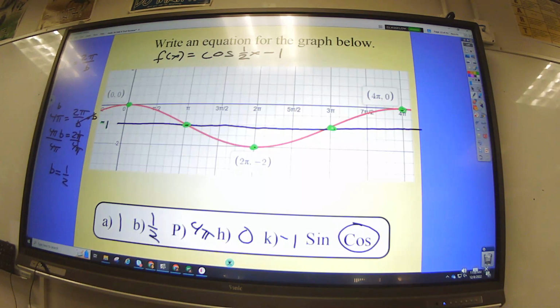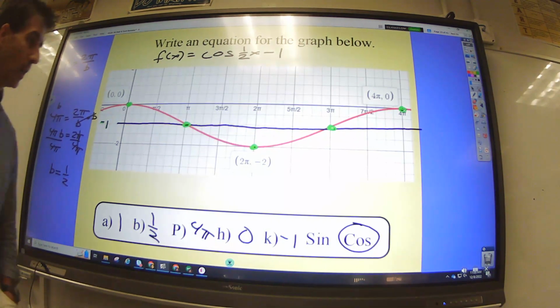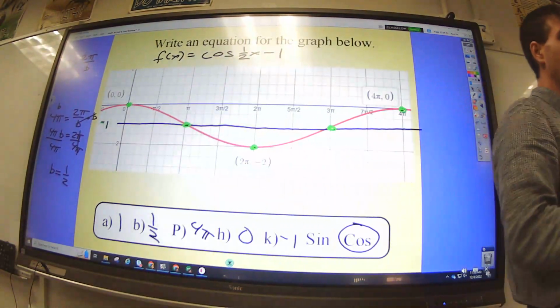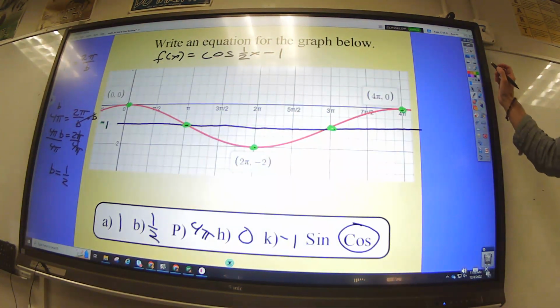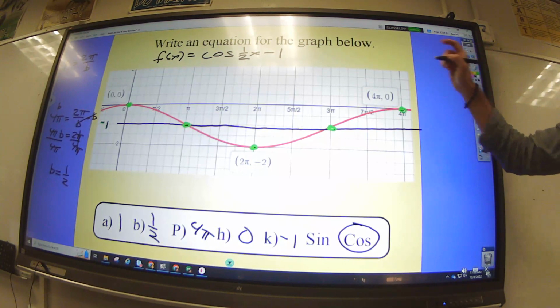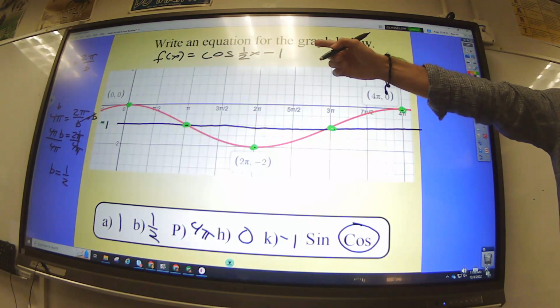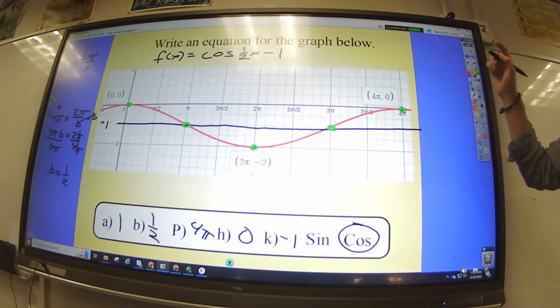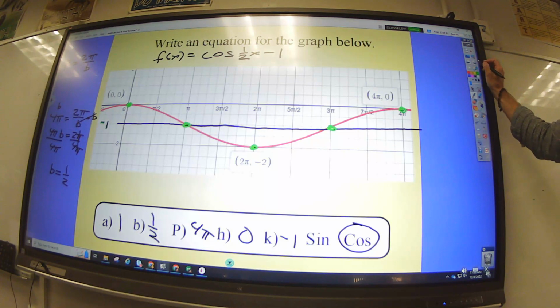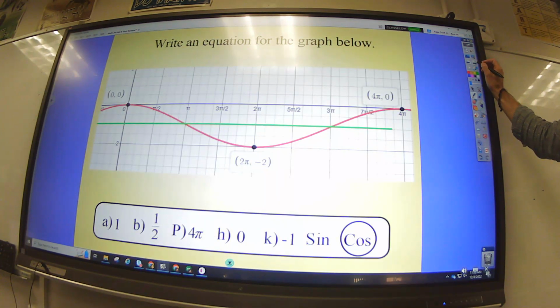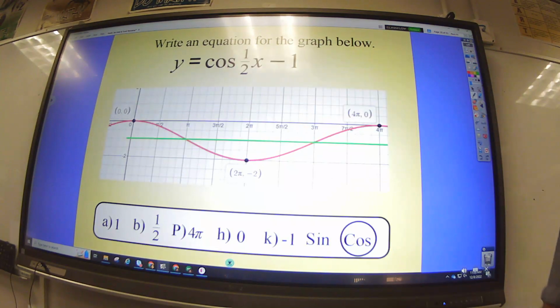Can I leave it like that? Of course. I put parentheses in it because it looks better. If there's an H, you need parentheses, obviously, right? I think that's it. 1/2, -1. Is that it? How many of you got that? All right, very good.